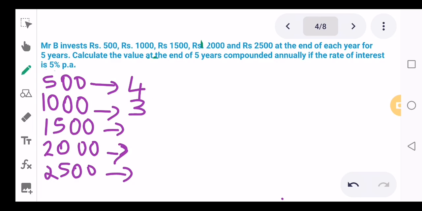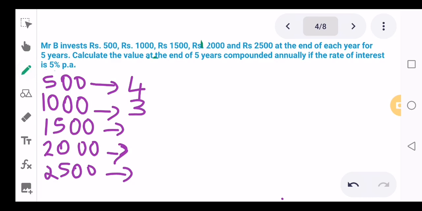Why are you not getting the interest for the second year? Because you have invested at the end of the second year. Had it been at the beginning of the first year or the beginning of the second year, you would have taken 5 here and 4 here. But since it is at the end, you won't receive the benefit for that particular year, since the investment has been done at the end.